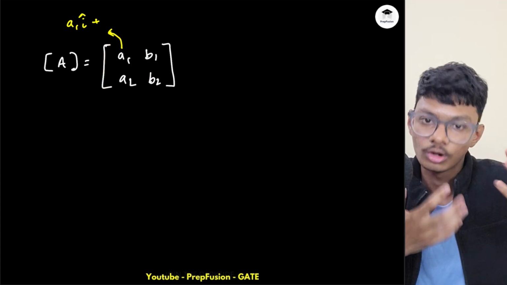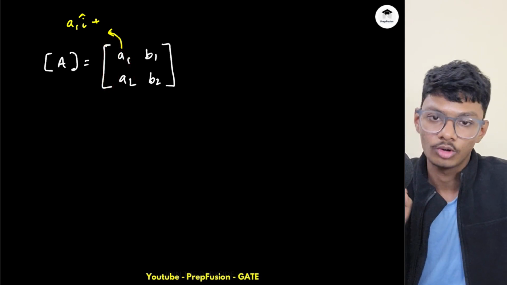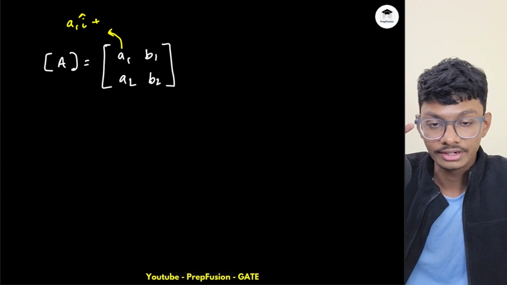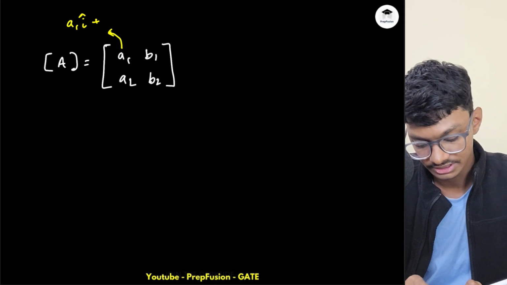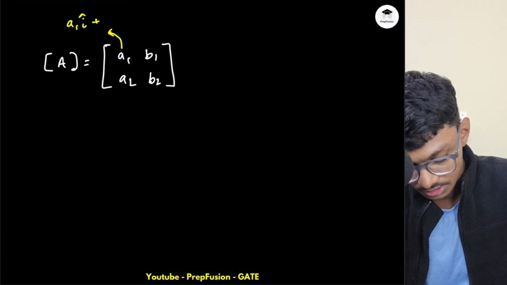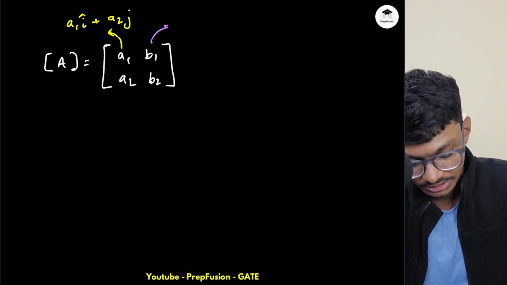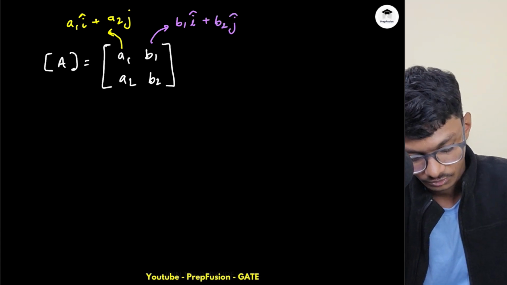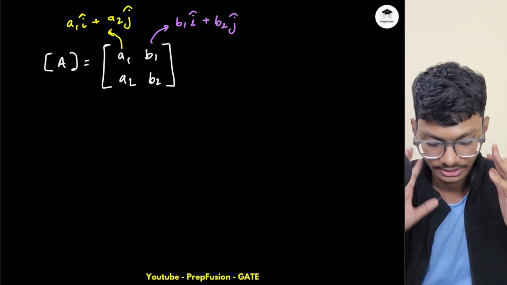We'll obviously study more about vectors later on, but for now you can understand that I can write this whole column as a vector. I already showed you, during solving with the vector representation, that I can write a column as a vector. So I can write this as A1 i cap plus A2 j cap, and I can write this as B1 i cap plus B2 j cap.